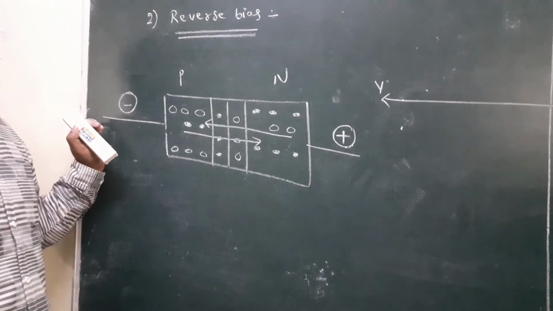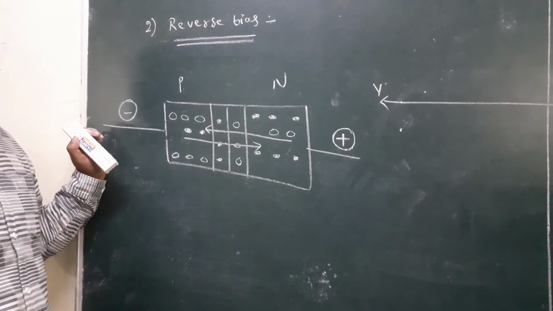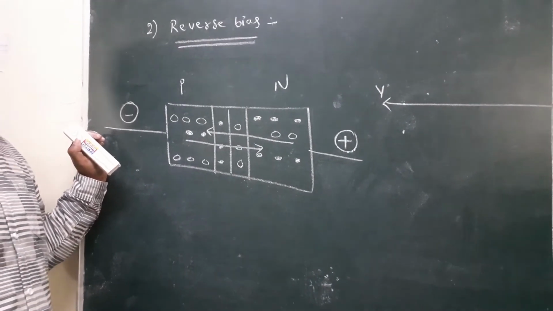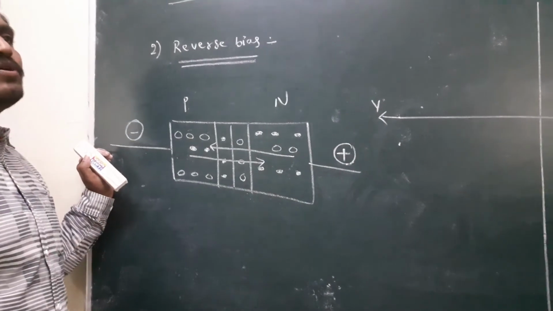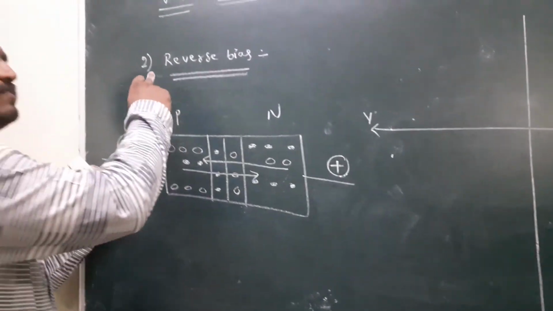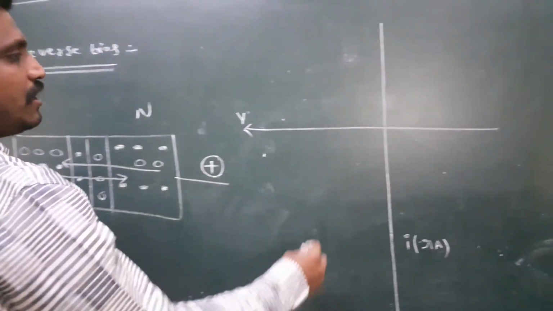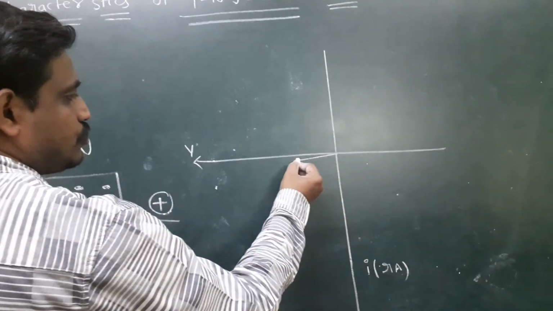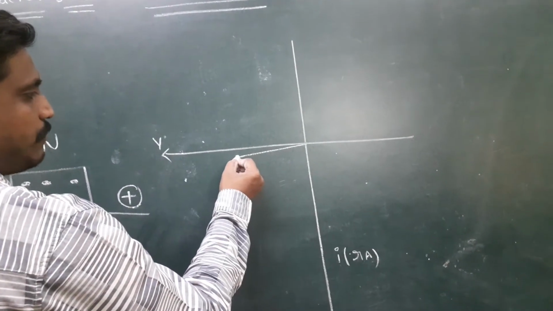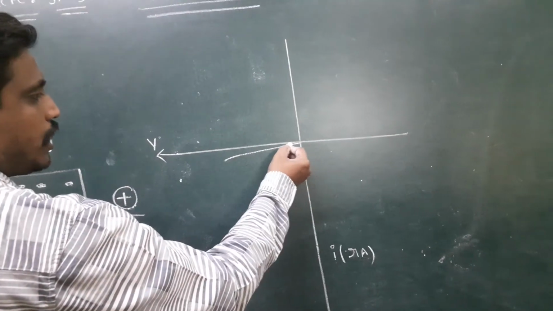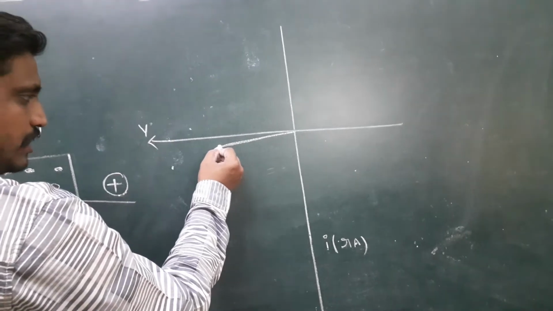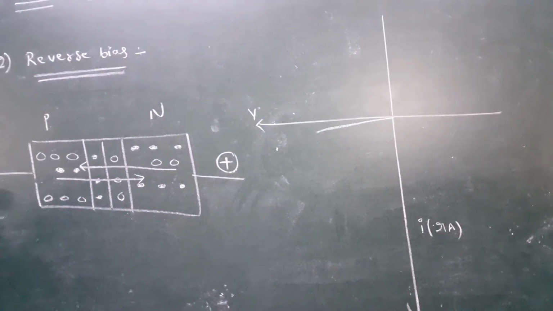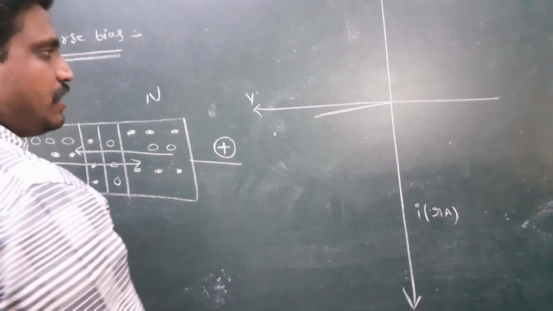Minority charge carriers are a very small number of charge carriers, so less current is produced. Generally this is neglected, but since we are discussing reverse bias, I draw the graph. Here voltage increases, and current also increases. Though high voltage is applied, only low current is produced, because in the reverse bias the current is produced due to minority charge carriers.